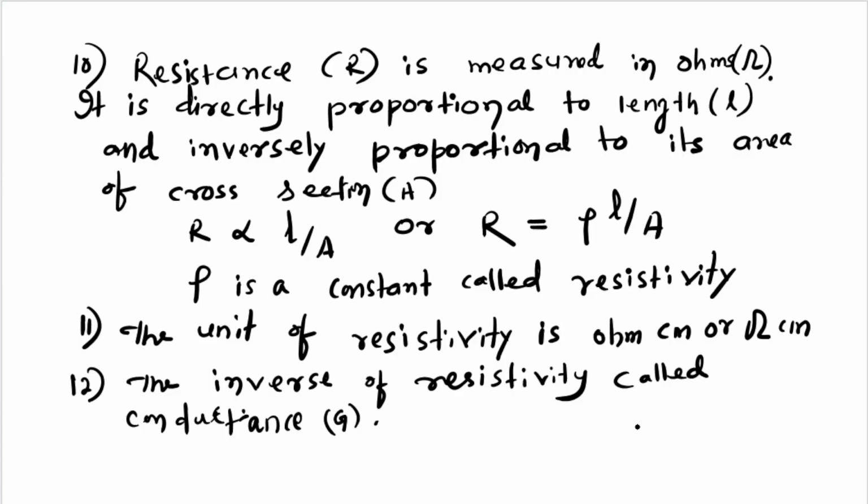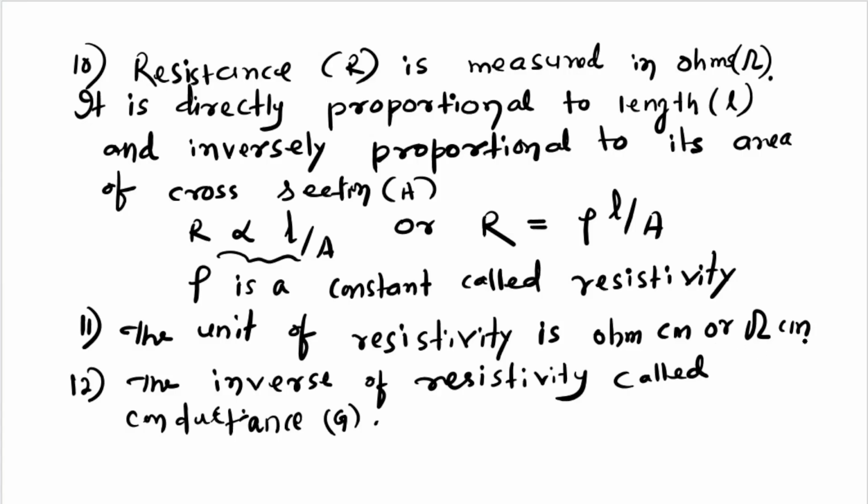Point 10, resistance R. Resistance is measured in ohms. It is directly proportional to length and inversely proportional to area of cross section. So what is the formula? R is directly proportional to L by A. R equals rho L by A, where rho is the constant called resistivity. The unit of resistivity is ohm cm, you should remember repeatedly.